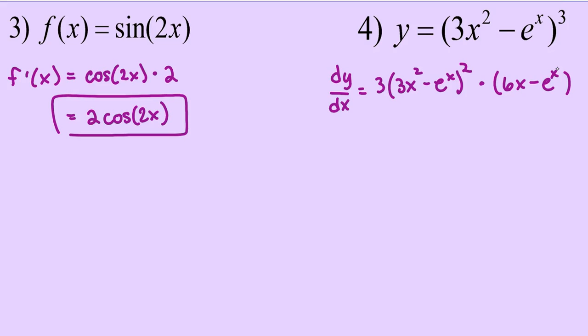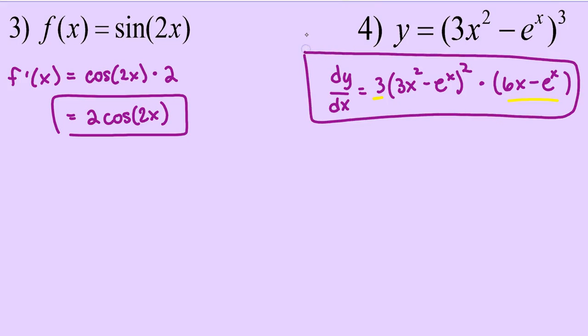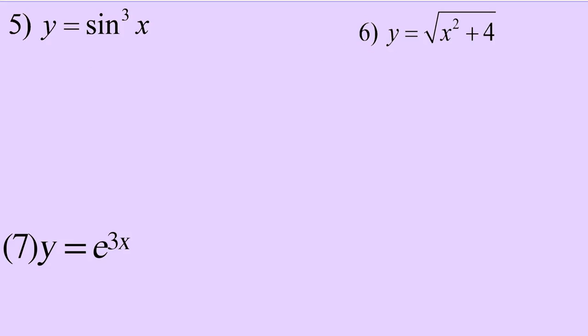And I suppose we could maybe simplify if we felt like it. We could multiply the 3 by 6x minus e to the x, but I would say that's pretty much an optional step. So I would be okay with leaving it like this. Let's see what else we have. Okay, 3 more, and that's going to be it. Now, it looks like I didn't give you any examples of problems where you have more than 3 layers, so maybe we'll do one of those before we're done.